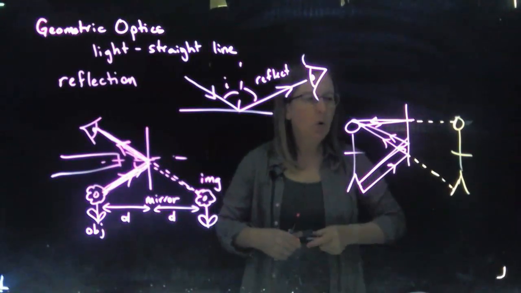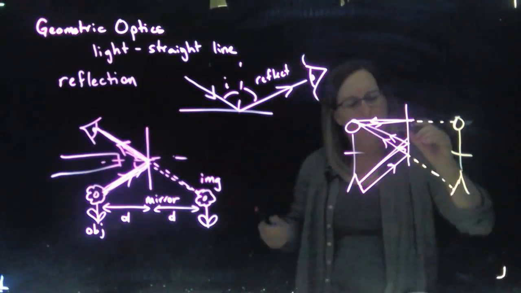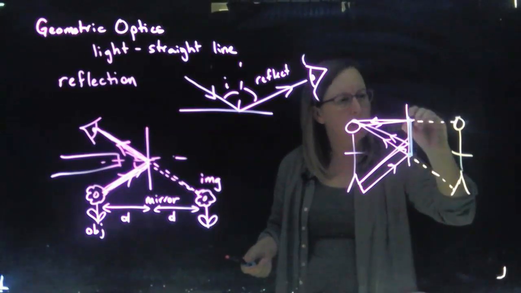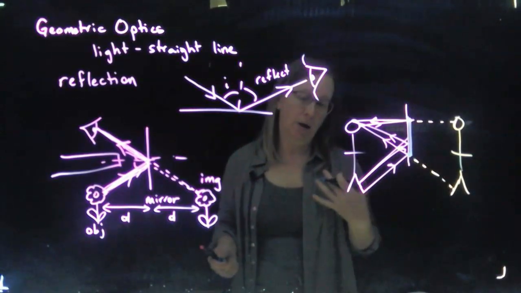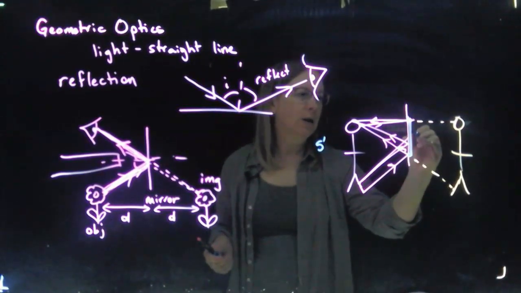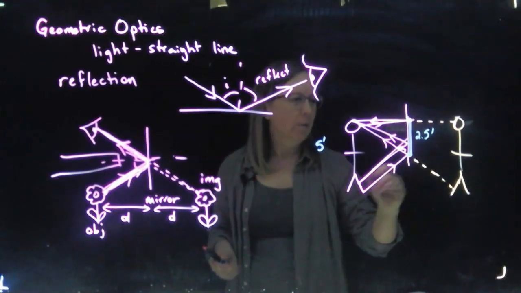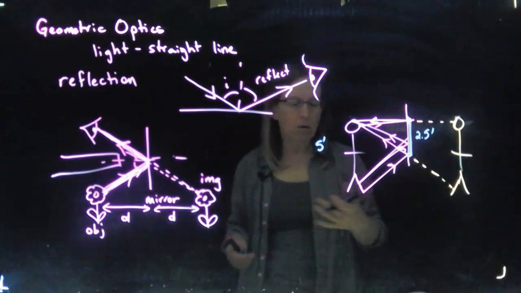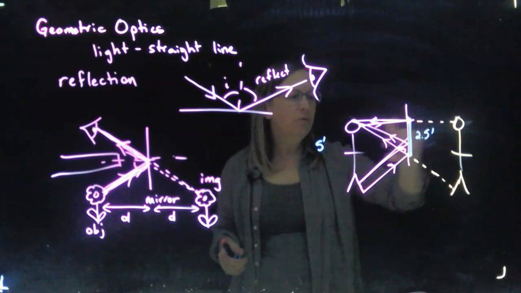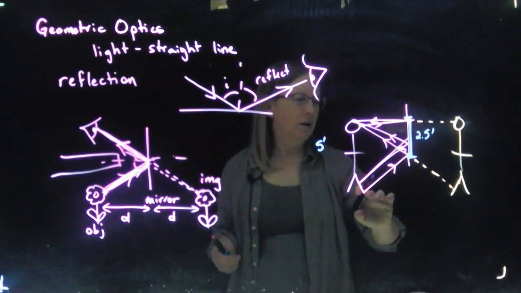Notice you're only using a section of this mirror, right? You really only need from about here to see your whole body. So if you are like I am, and I'm 5 feet tall, then the size mirror that I need is really just 2.5 feet tall. Okay, it's half of my height, because that lets me see all of my body. I can see from my feet really to the top of my head, if it's placed just right. I mean, it has to be placed just right so that I can see my feet.